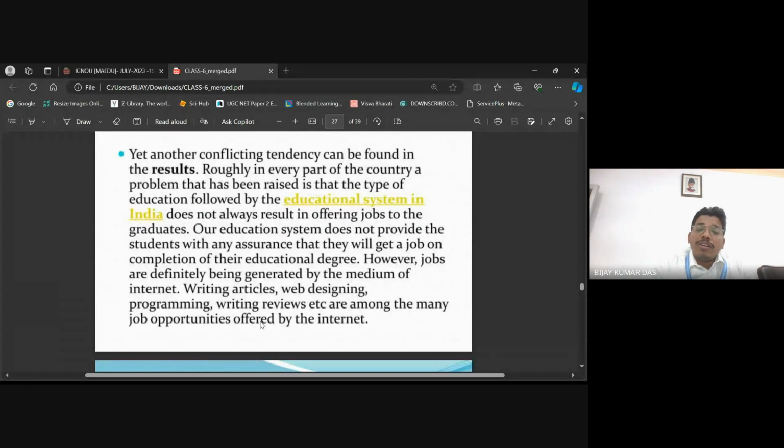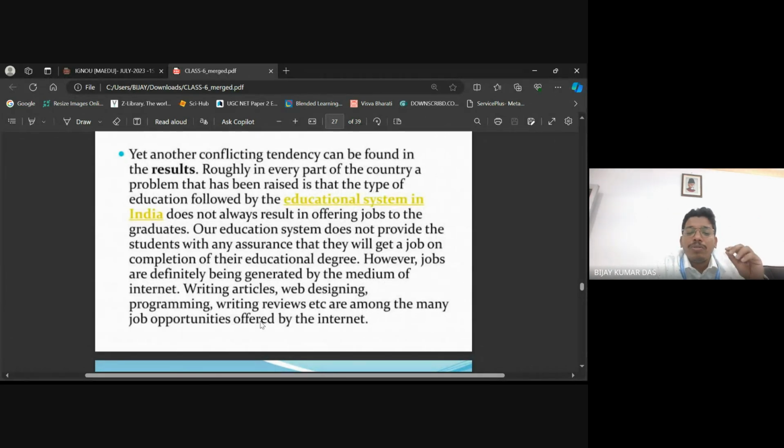Yet another conflicting tendency can be found in the result field, right? In roughly every part of our country, a problem has been raised about the type of education followed by the educational system in India. It does not always result in offering jobs to graduates. We have seen that some are well graduated, but they are not getting the opportunity. Our education system does not provide students with any assurance that they will get a job on the completion of their educational degree, isn't it? So we cannot say it.